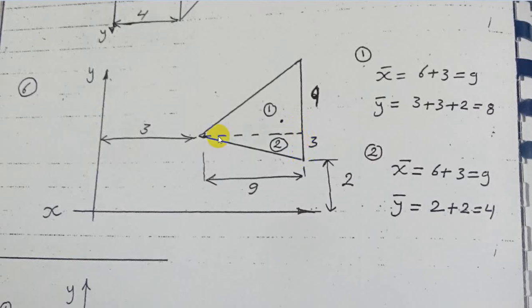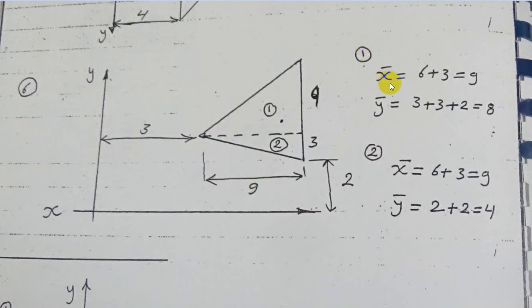So the base is given for both triangles, the common base shared by triangle region 1 as well as triangle region 2. As you can see in front, it is going to be 9. Both of them are sharing the same base, which is 9.